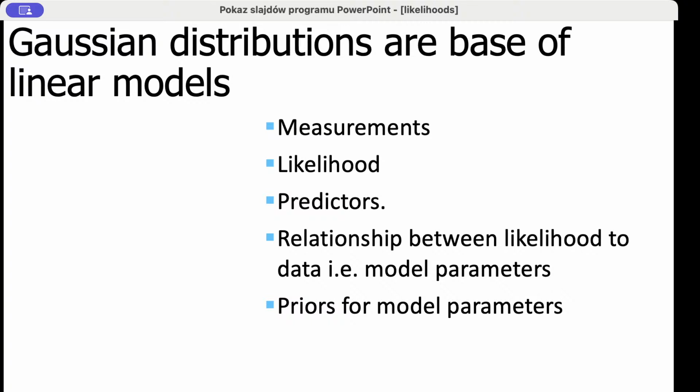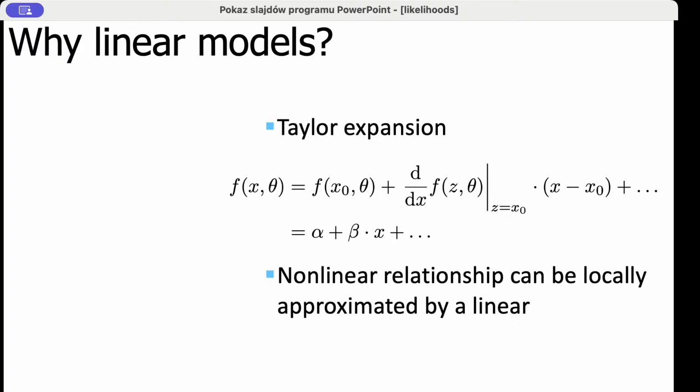Linear models allow us to handle relationships between measurements and predictors in the likelihood by a linear relationship between the model parameters, for which we assign appropriate priors. And linear models are something that we learn very early, that come from so-called linear regression. When we discuss linear models, we generally mean linear regression. But the word regression is very loaded, so we will focus on just linear models.